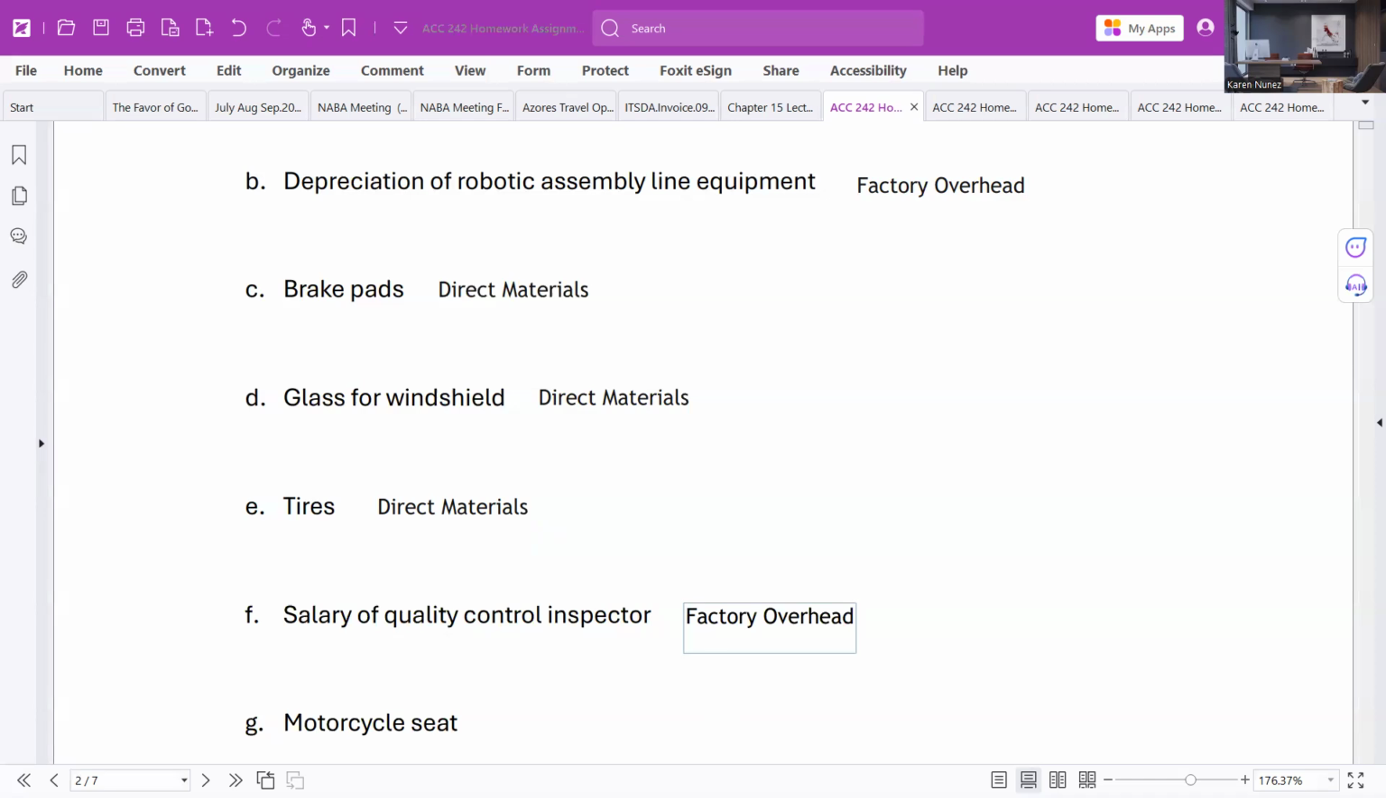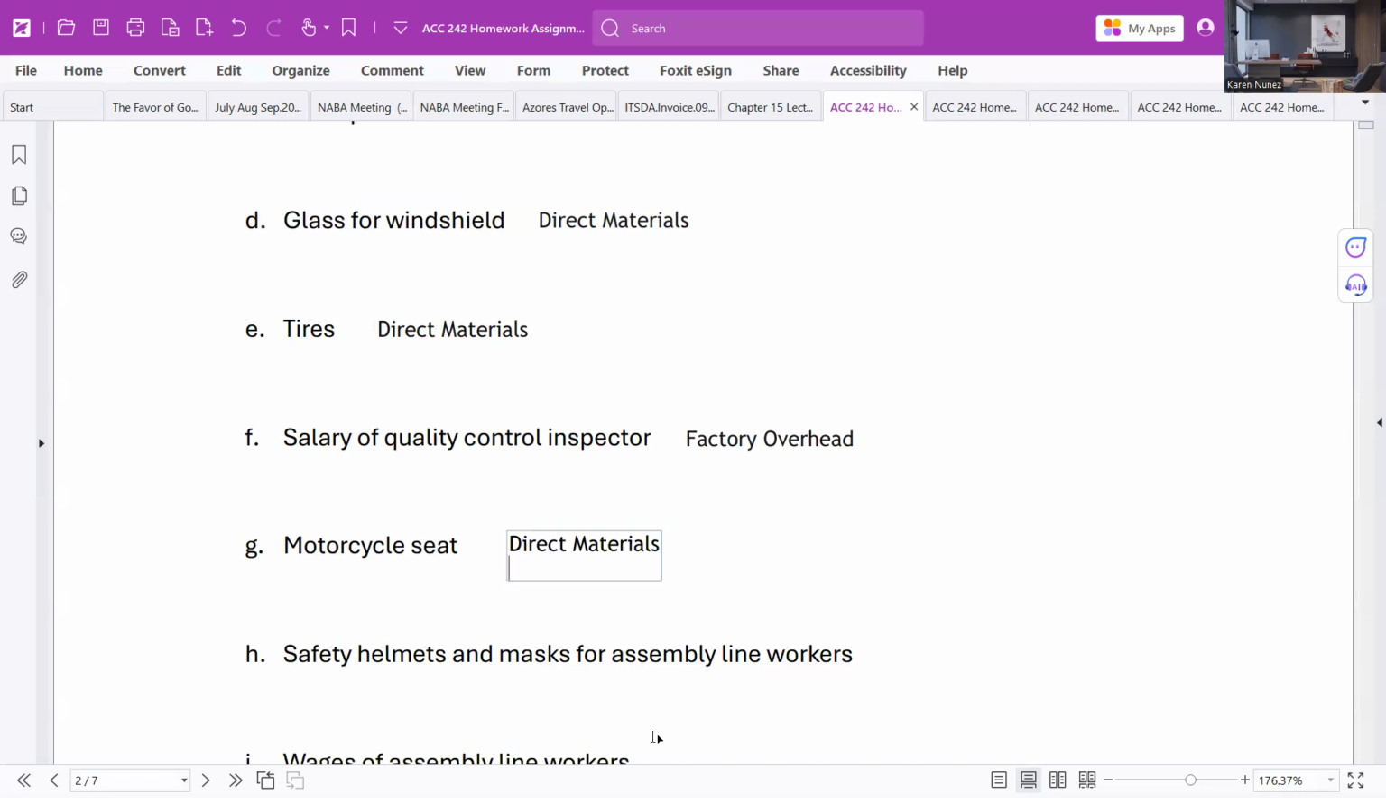And then we've got a motorcycle seat. Well, the actual seat on the motorcycle is kind of like the brake pads and the windshield and the engine. That's a key or an integral material that you can and should be able to trace. And then we've got some safety helmets that are being used in this case by the assembly line workers. Well, the cost of the safety helmets is not something that you can trace to the motorcycle. It's related to manufacturing, but only indirectly. So that's one of those things that you would call factory overhead.